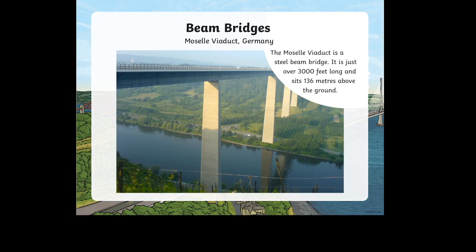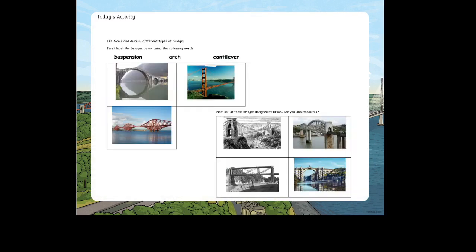Okay, so what is your activity for today? So this is the activity. It's, to be fair, quite a simple activity. So what we've got is here I've picked 3 pictures, one of which is a suspension bridge, one is an arch bridge, and one is a cantilever bridge. I just want you to write underneath what you think each one is.